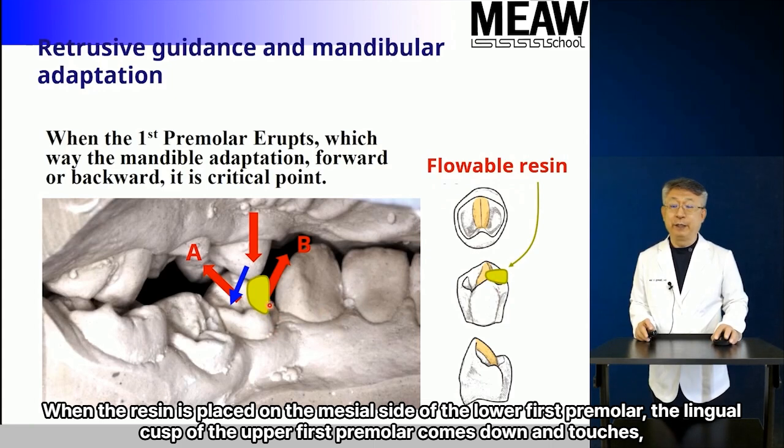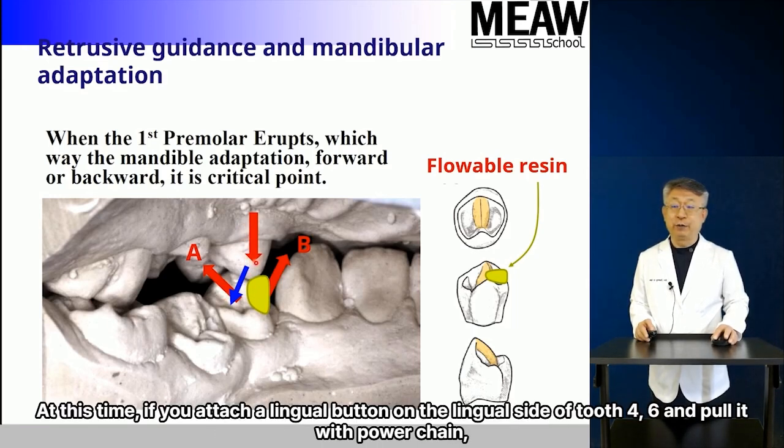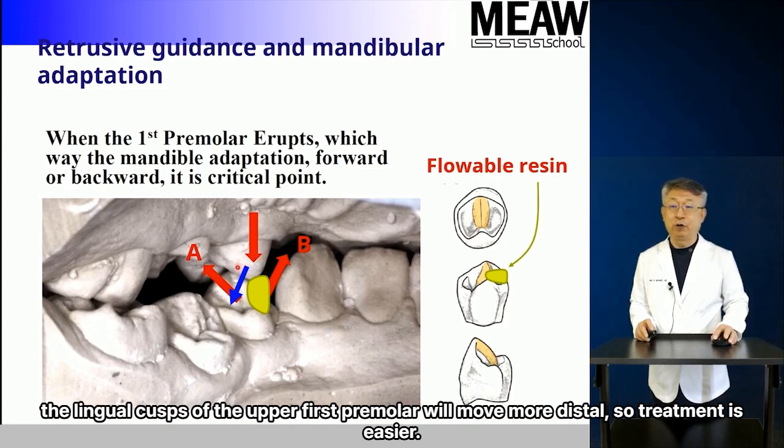When the resin is placed on the mesial side of the lower first premolar, the lingual cusp of the upper first premolar comes down and touches, so that it is located in the distal position. At this time, if you attach a lingual button on the lingual side of tooth 4, 6 and pull it with power chain, the lingual cusps of the upper first premolar will move more distal, so treatment is easier.